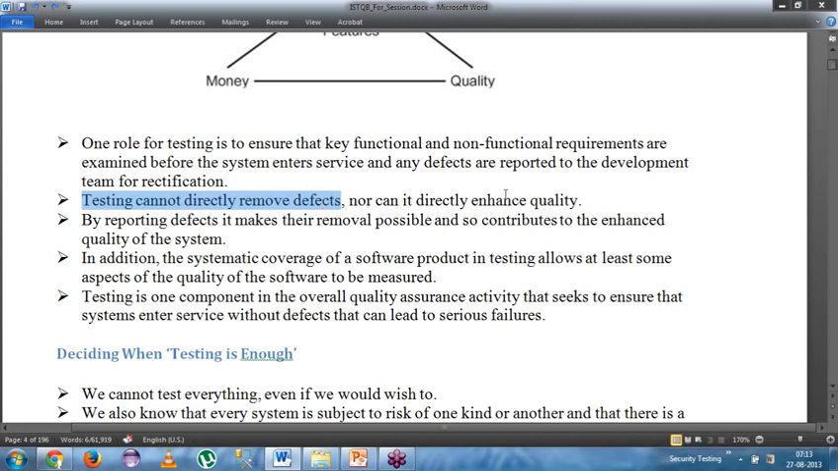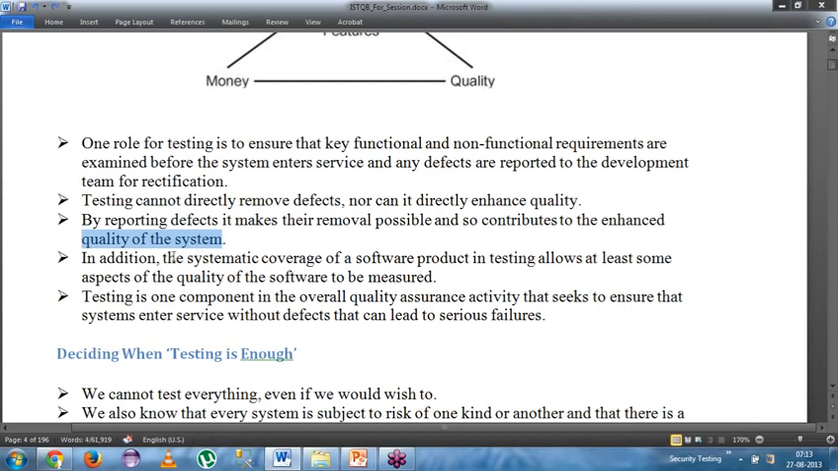Nor does it directly enhance quality. So as a part of the process, we need to have a robust mechanism in place so that testing gives you a better product. By reporting the defect, it makes possible removal, so it contributes to the enhanced quality of the system. We are trying to enhance the quality of the system. Unless the other parameters are taken care of, your design, your requirements, and your coding, and enough testing is done, our product is definitely not safe.